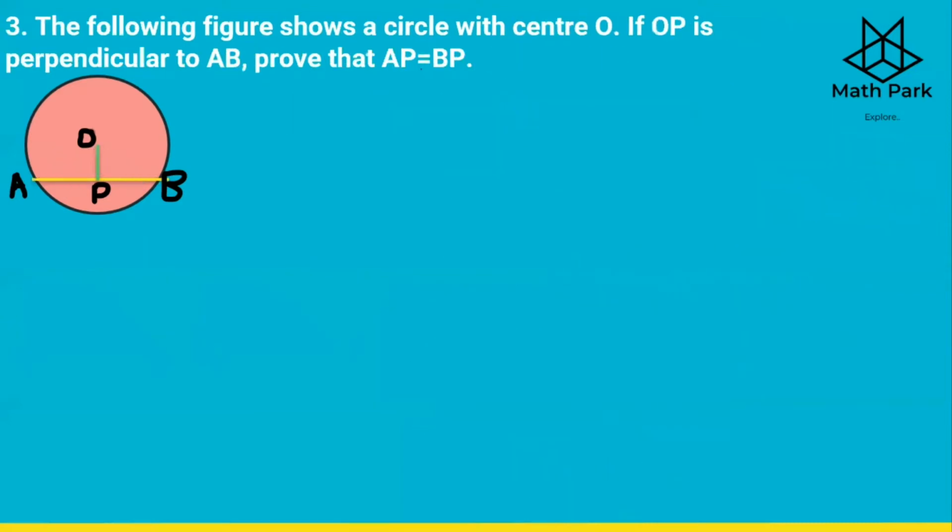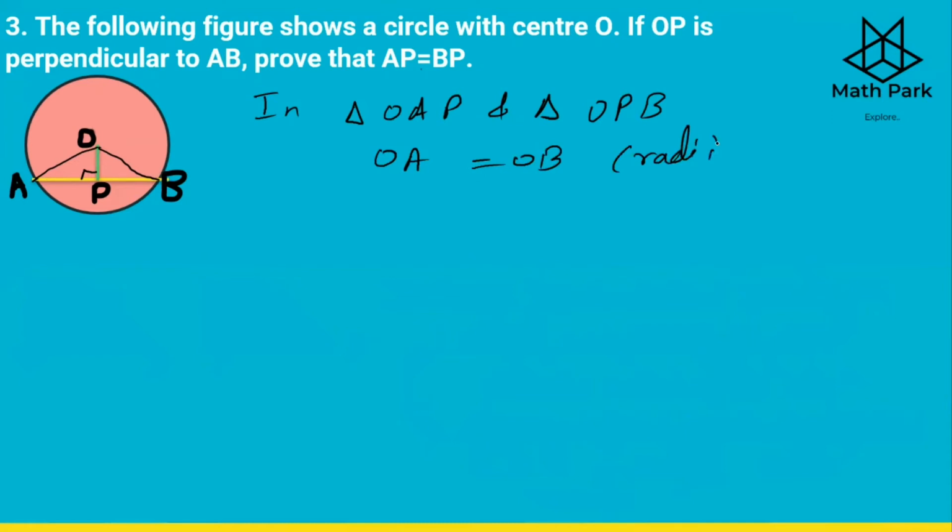The following figure shows a circle with center O. If OP is perpendicular to AB. Now here OP is perpendicular to AB given. You have to prove that AP is equal to BP. So let us join OA and OB and let us start proving these two triangles congruent. So in triangle OAP and triangle OBP, again you have OA is equal to OB. They are the radii of same circle. Important to write the reasons in the bracket.